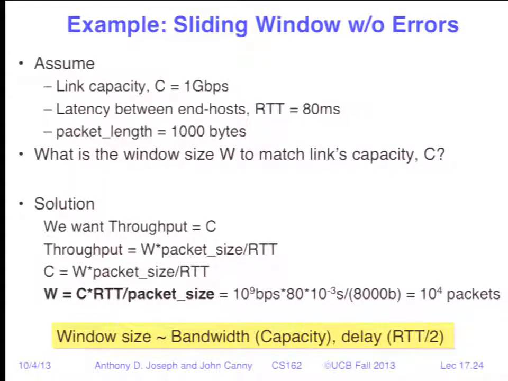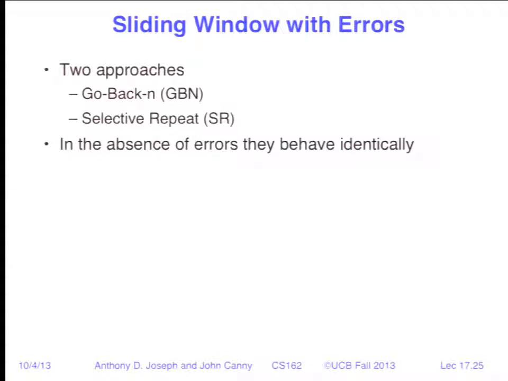All right? So now let's introduce errors, because that makes it more fun. So there are 2 ways we could deal with errors. Errors in this case is a lost packet or a lost acknowledgement. The first approach is called go back N, and it means just that. We're going to rewind back N and retransmit. The other is selective repeat. Now, if there are no losses, these 2 protocols behave identically. Just as I showed you is exactly what happens.